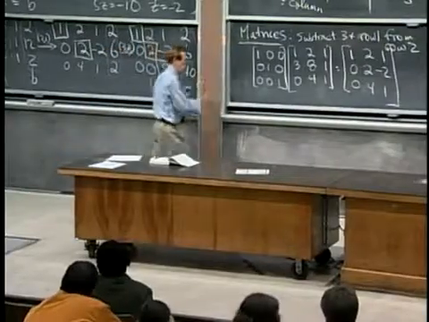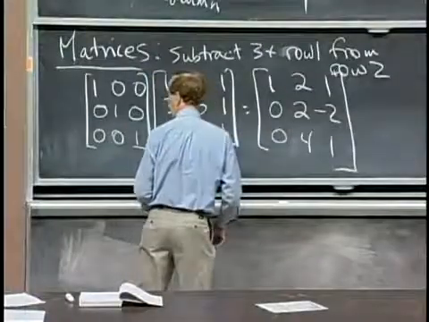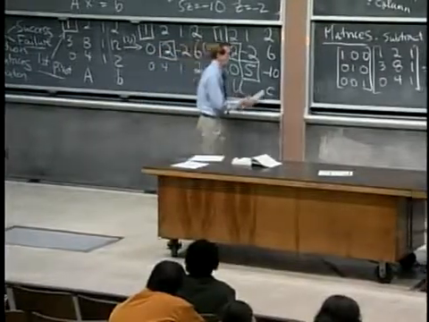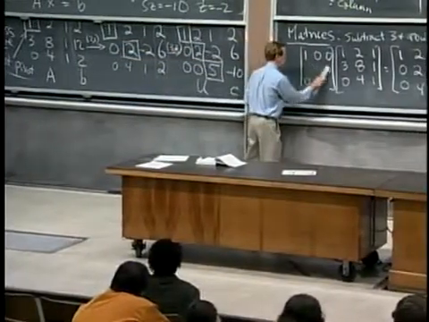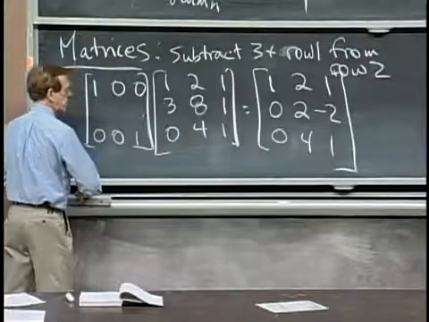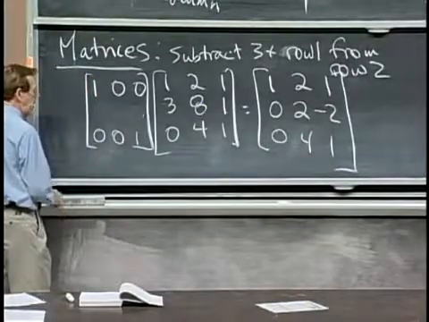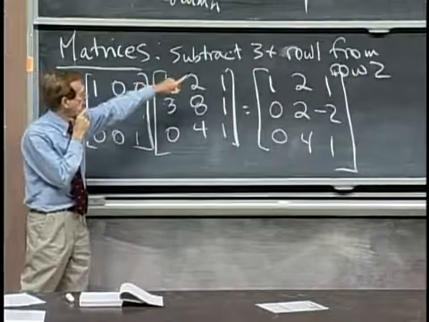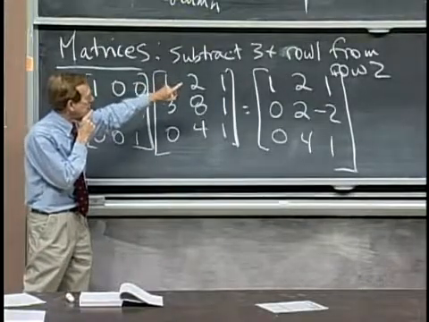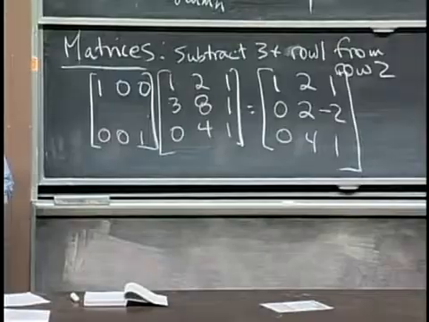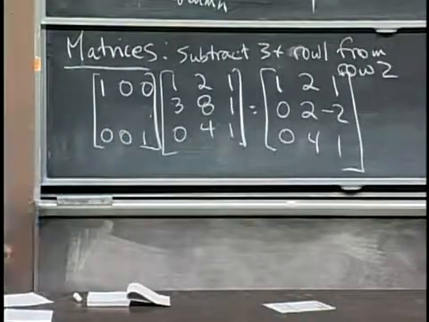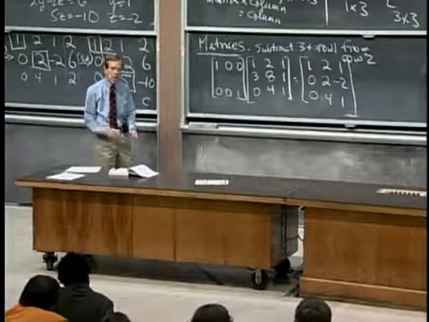But that's not what we want, because we want to change row 2. So what should I put in here to do it right? What am I after? I want 3 of row 1 to get subtracted off. So what's the right matrix? Finish that matrix for me.